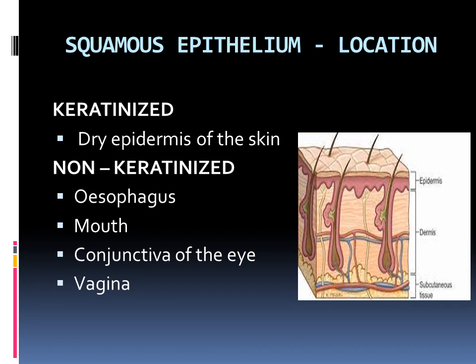Then the conjunctiva of the eye. In the eye, the outer covering of the eyelids is known as the conjunctiva. That conjunctiva layer also consists of non-keratinized squamous epithelial tissue. Then the vagina. The vagina is the end region of the female reproductive tract. So all these regions consist of the non-keratinized type of squamous epithelium, right? Okay.